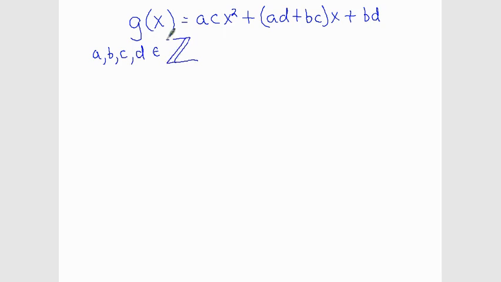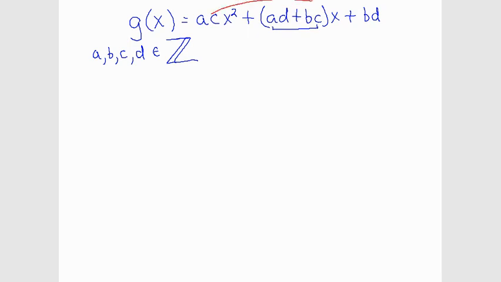You could work this method if you had rational coefficients. You can't really work it if you have irrational coefficients. But to keep things simple, I'm just working with integers. And so AD plus BC, this thing right here, will be an integer. Okay? So this is where the method would come in.